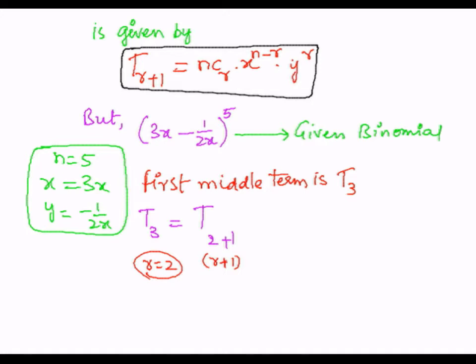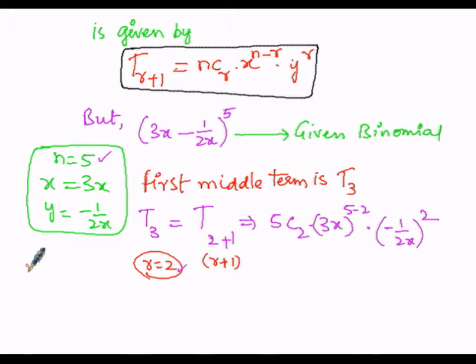We can replace these values in order to get the third term. That implies nCr, where the n value is 5, so 5C2, into x to the power of n minus r, where x is 3x, so (3x) whole to the power of 5 minus 2, into y to the power of r, where y is minus 1 by 2x, whole to the power of r, and r is 2 again. But first, 5C2.